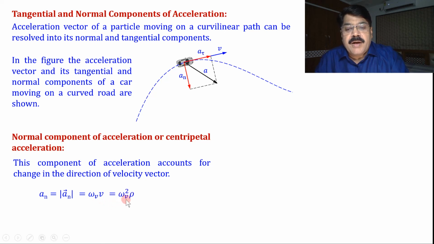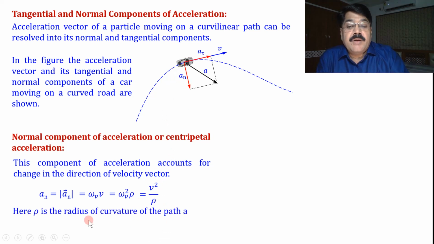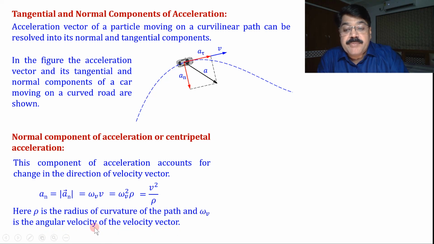Or we may write omega v squared into rho, where rho is the radius of curvature. Or we can write v squared by rho, where rho is the radius of curvature of the path at this point, and omega v is the angular velocity of the velocity vector. Please take care of these things.